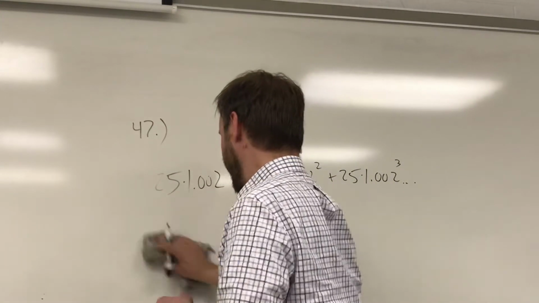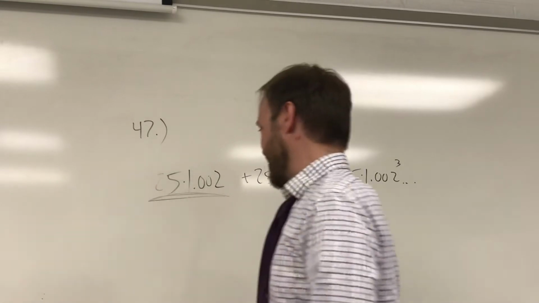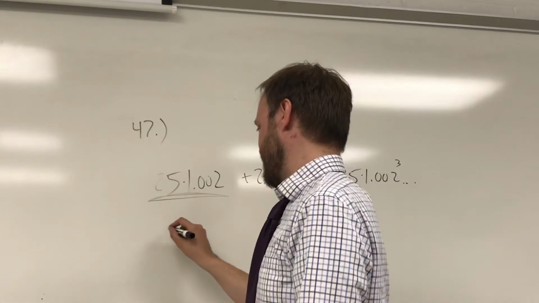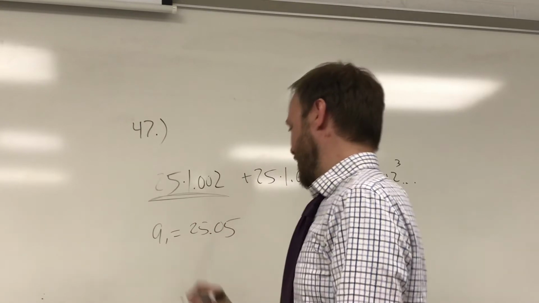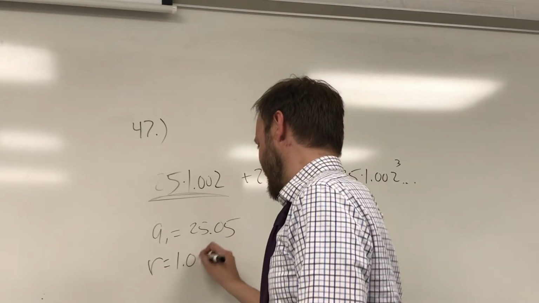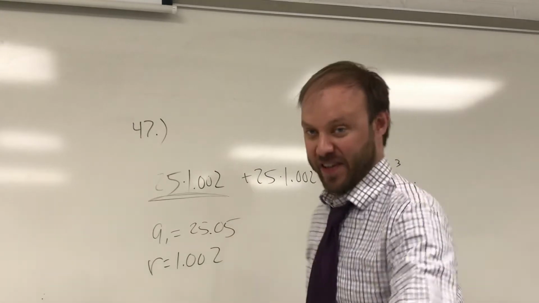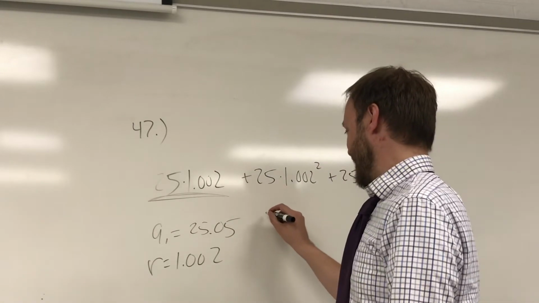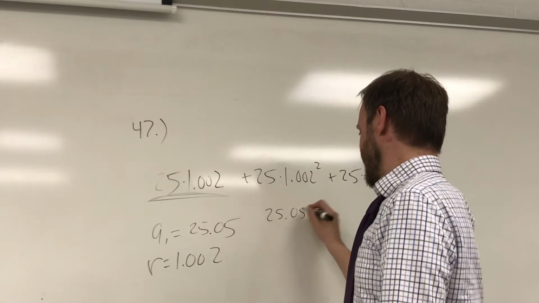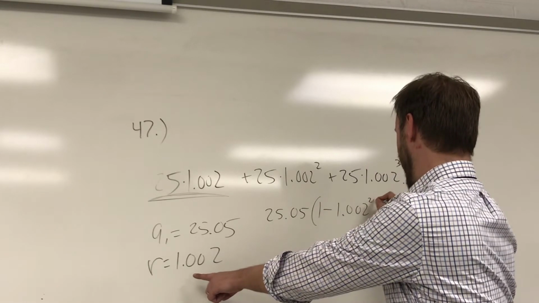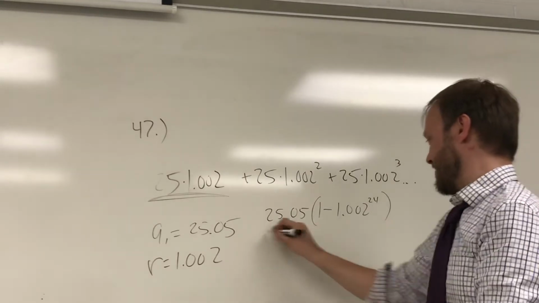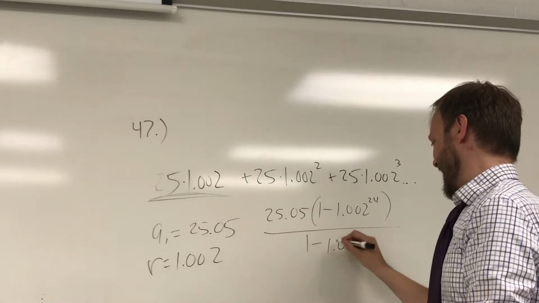So what do we have here? Our initial value is 25 times 1.002. So A sub 1 is 25.05. Okay, our R value is 1.002, and so you can just sub this into the sum formula. It's going to be A sub 1 times 1 minus the common ratio to the n power. Okay, this is going to be 24 pay periods, all over 1 minus r.